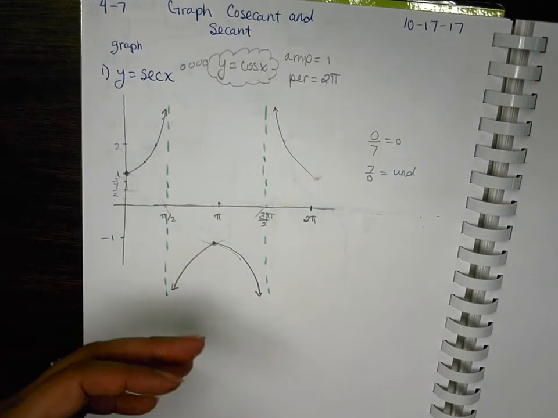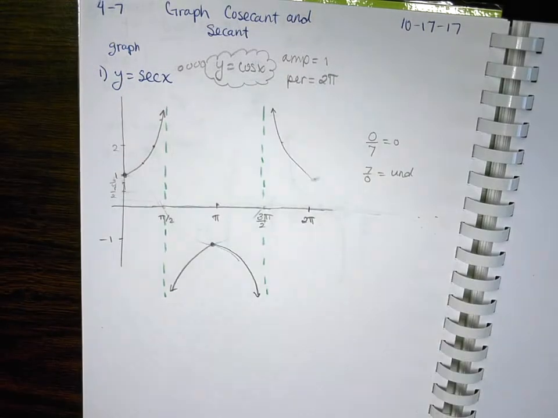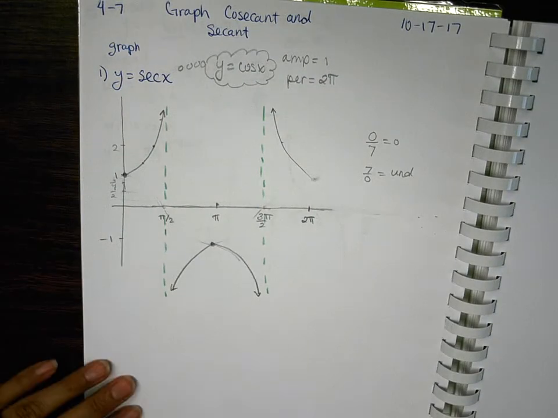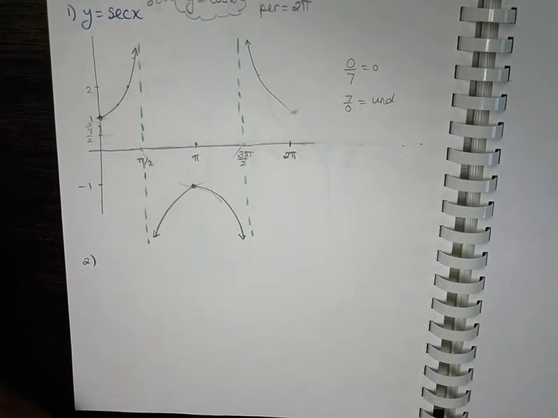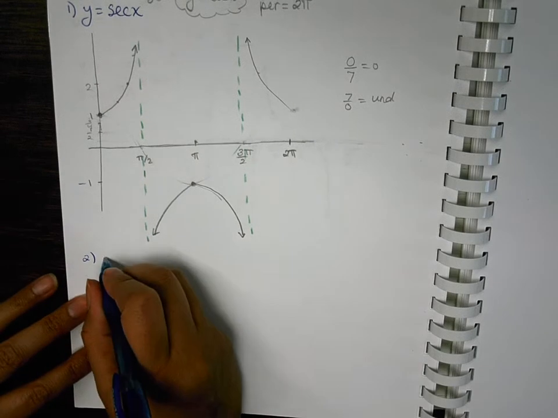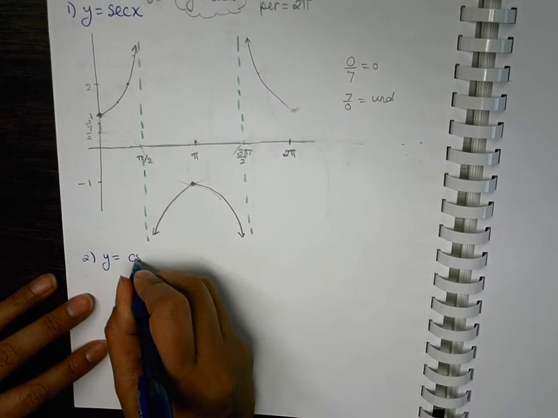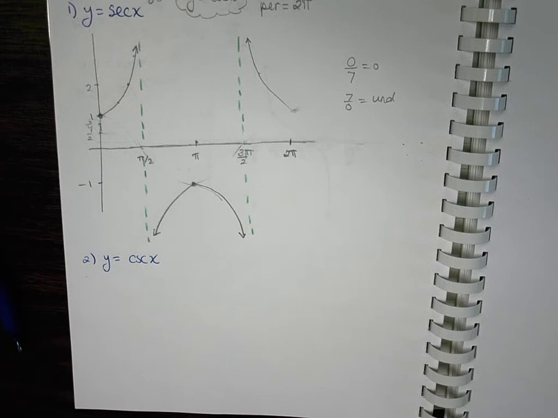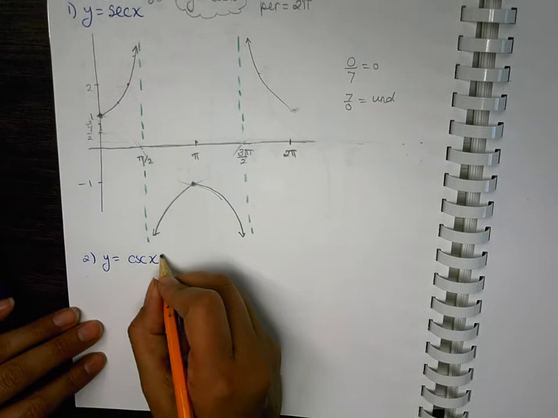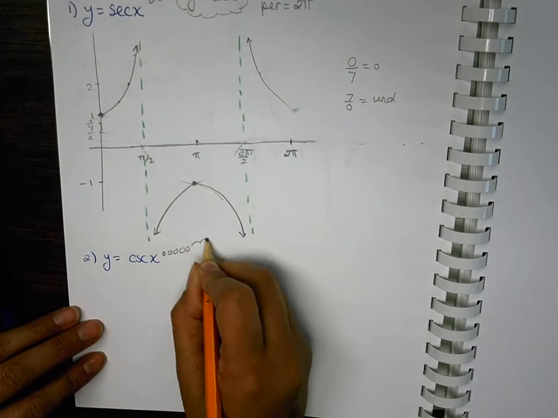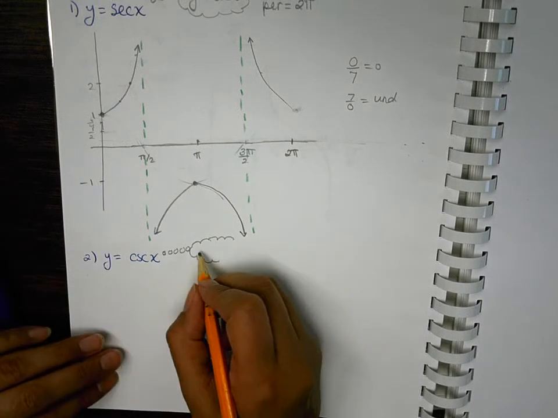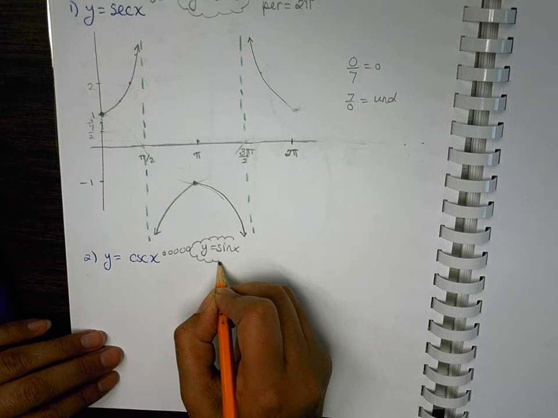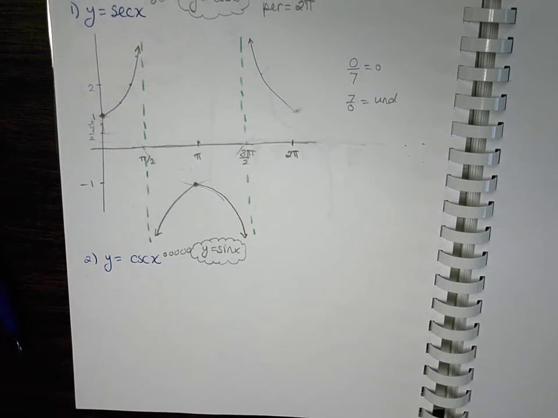All right, I am going to move up just a smidge. And number 2. Y equals cosecant of x. All right, so this is us thinking, cosecant's the reciprocal of which one? Sine. So sine of x is what we're going to first start off in finding our key points.